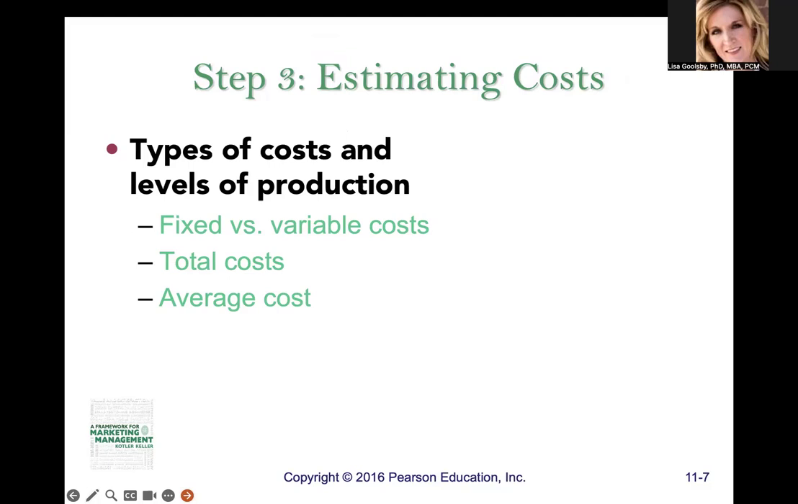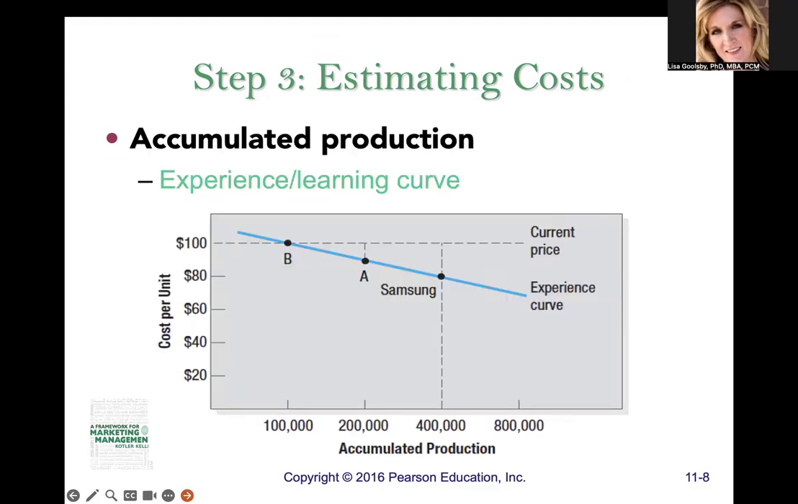So a lot of things go into estimating the actual cost of the product. Looking at estimating those costs, we can look at accumulated production and that experience or learning curve. So, we look at that accumulated production and then we look at the cost per unit. For most companies, the cost per product goes down when we make more products.